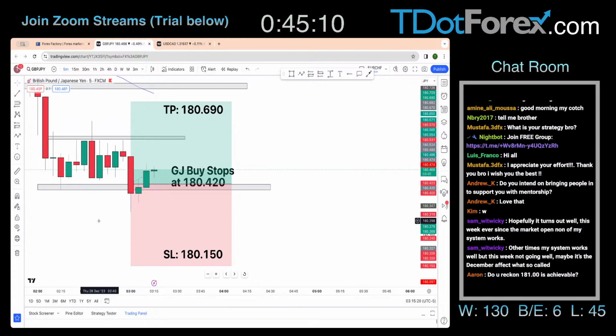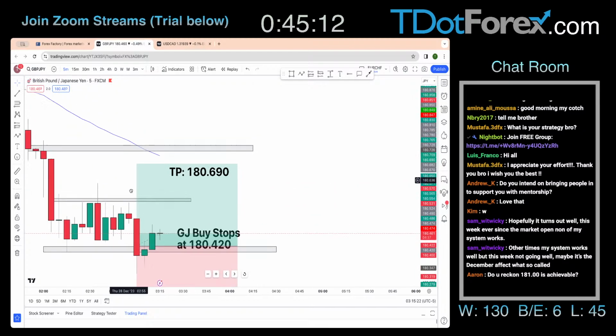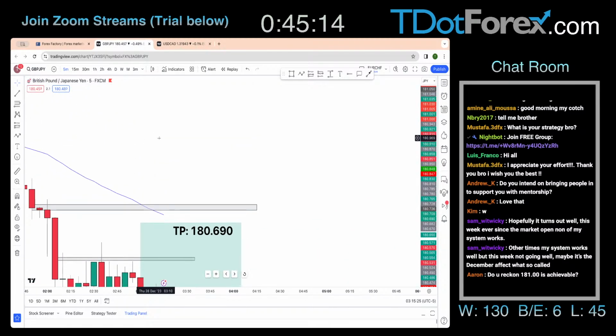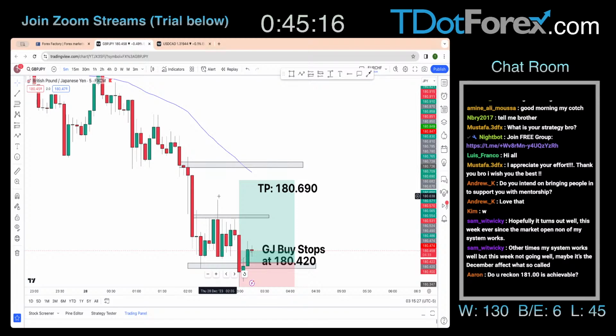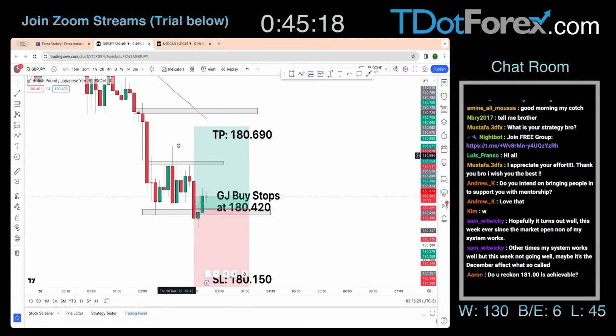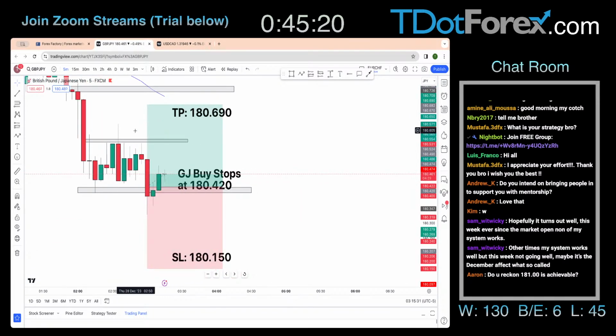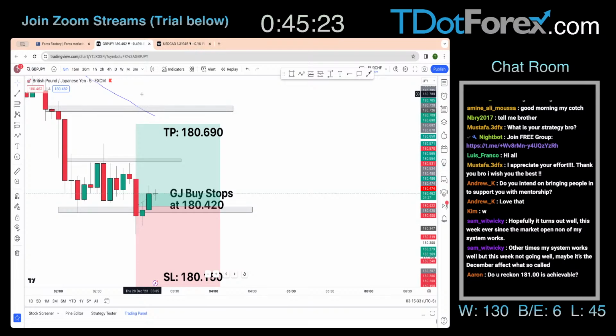Alrighty, do you reckon 181 is achievable? 181, yep, definitely is, but I'm not going to be holding on until then, but definitely there are the higher time frame EMAs there as well.